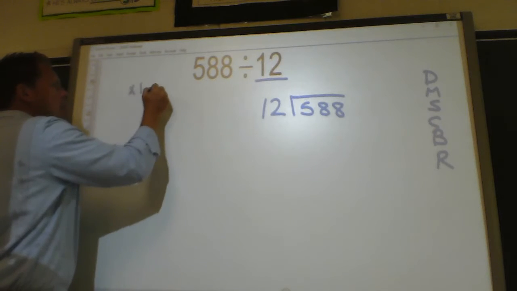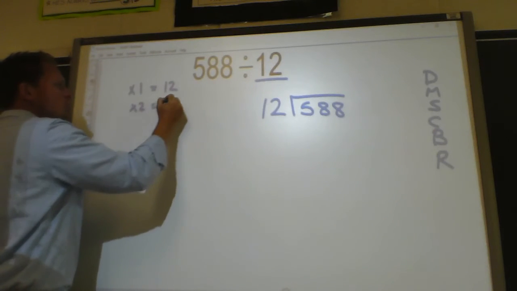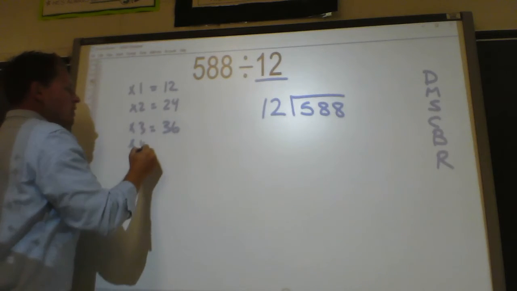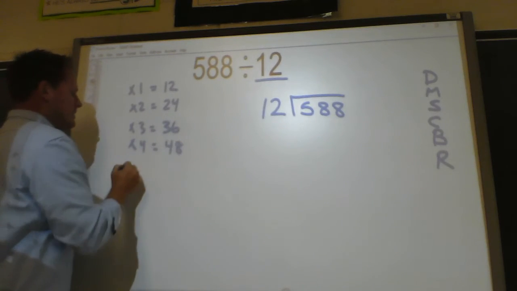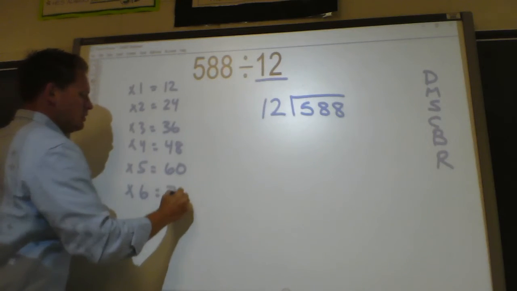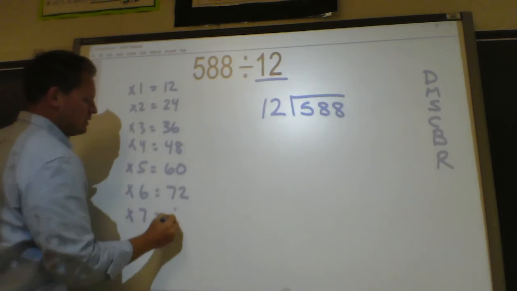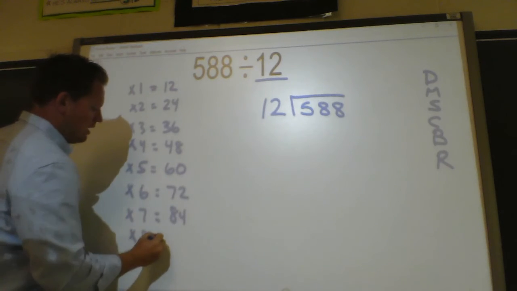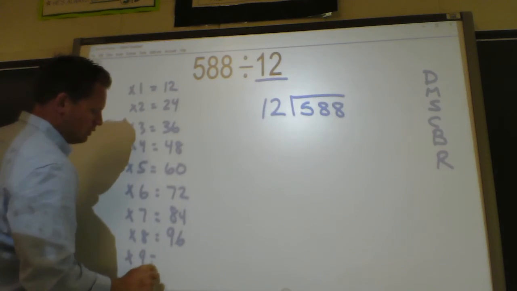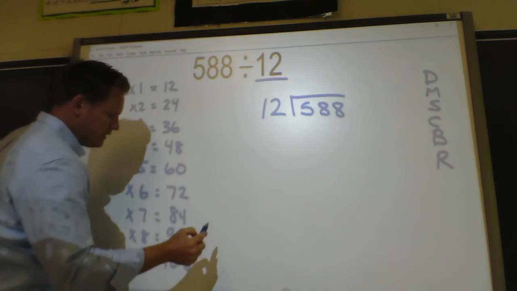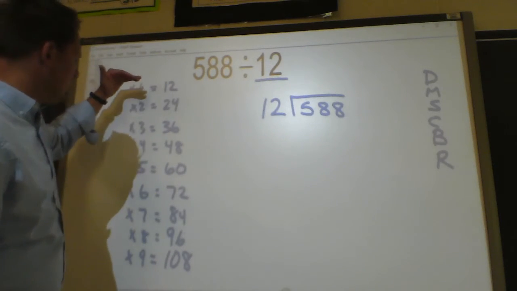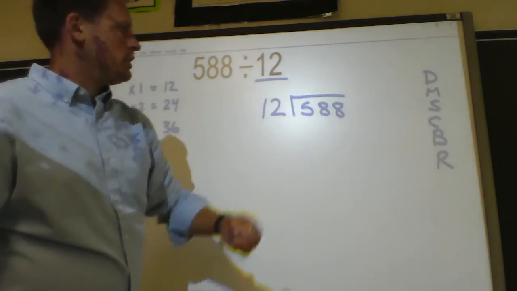12 times 1 equals 12, times 2 equals 24, times 3 equals 36, times 4 equals 48, times 5 equals 60, times 6 equals 72, times 7 equals 84, times 8 equals 96, times 9 equals 108. And again, I didn't say in the last one, but you can stop at 9 because you can only put a single digit into here.